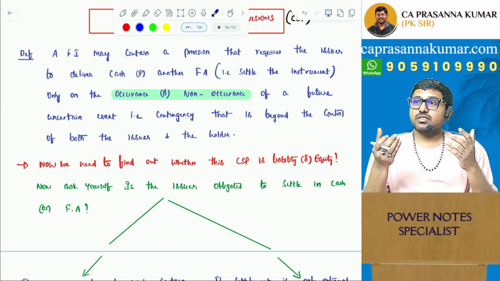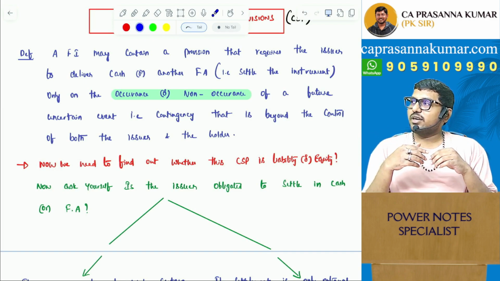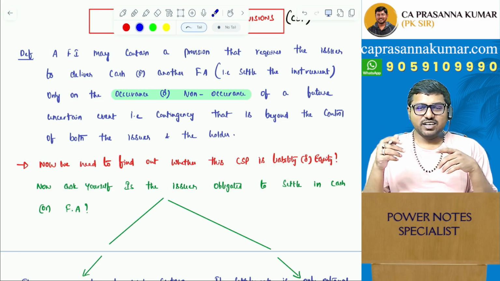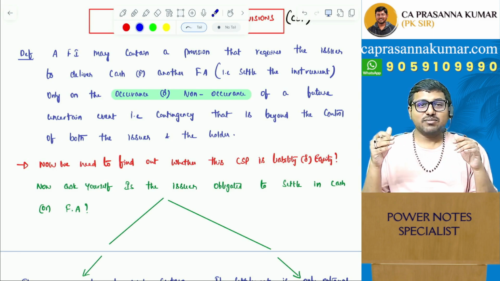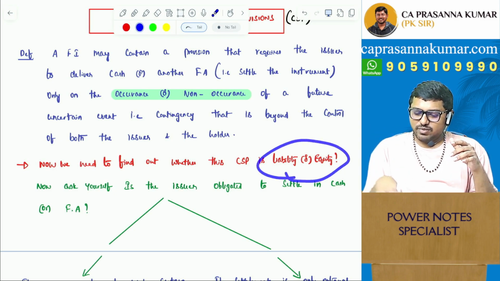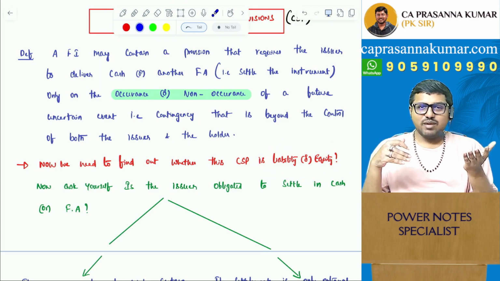In Tamil Nadu, there is a program, I think, on TV, I don't know, Neeya Naana, like that. Always there will be a fight. Like that, in this entire chapter, most of the time, you'll have a fight between liability or equity, whether it's a financial liability or it's an equity.